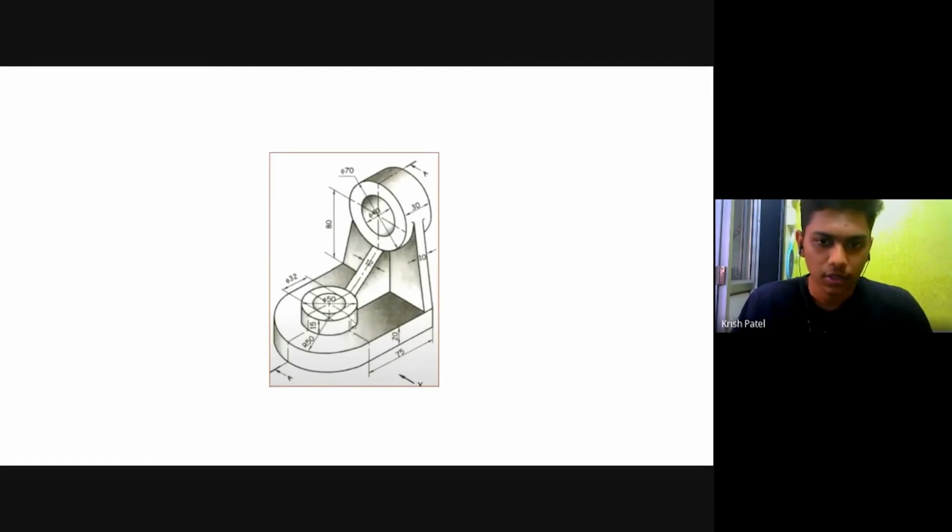Now for the height, we'll have to consider this base, which is 20. This height is given as 80, and we'll have to consider the radius of this outer circle, which is 35. So 20 plus 80 plus 35, which is 135. So we got the height, which is 135.